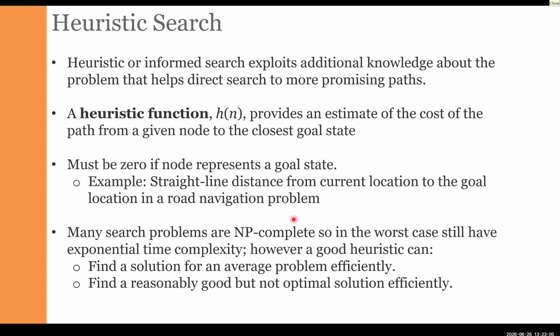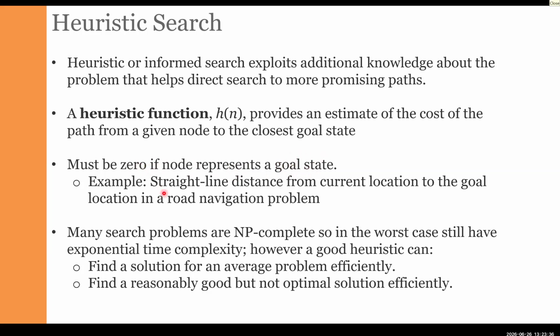So for each state in the search tree, you should be able to estimate how far is your target. It doesn't have to be precise, but it has to be an optimistic estimate. So this heuristic function has to represent an estimate of the cost of the path from the given node to the closest goal state. So it's not true answer, but an estimate. If you are at the goal state, meaning if you reach your goal, then it should be 0.